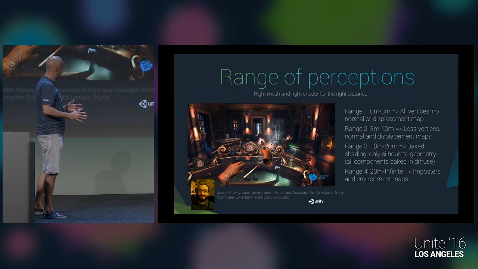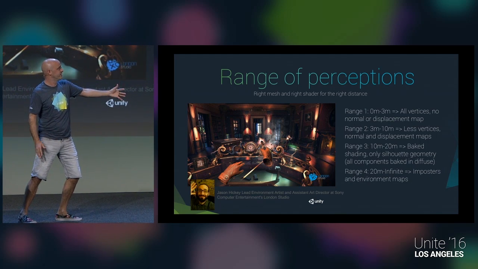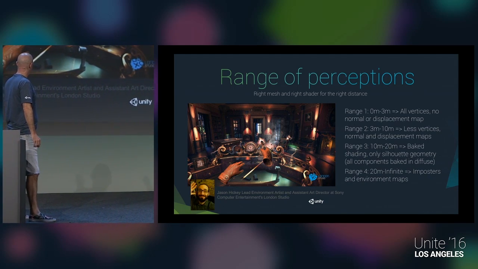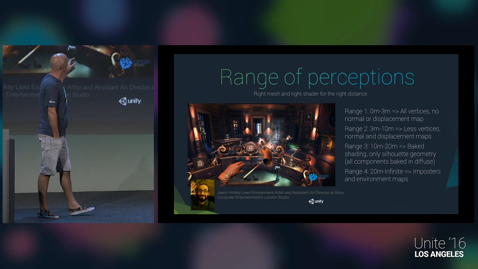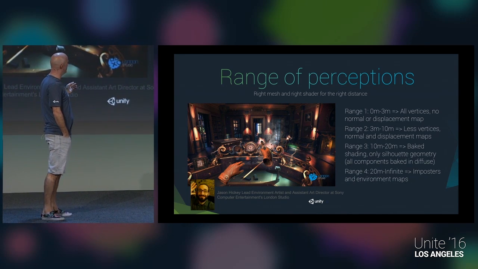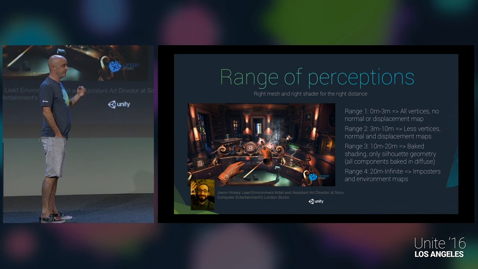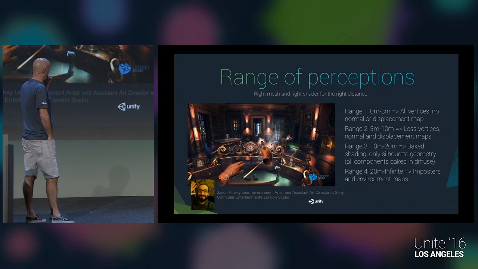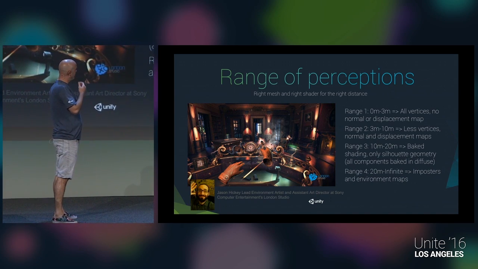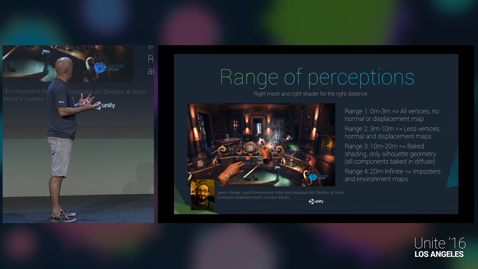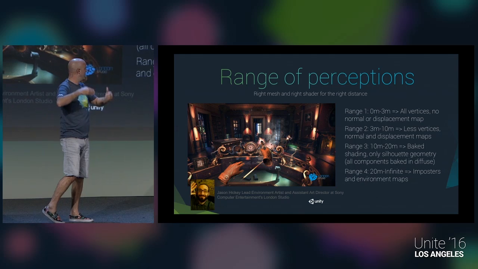Because in VR, you're talking about things that are very close to you and things that are very far in the distance. Jason Hickey from Sony came up with a really nice theory that there's a different range of perceptions in VR that you can use to establish how you treat your assets at different distances from the player or the camera. Range 1, 0 to 3 meters. So it's all about the vertices, the detail in the mesh, trying to avoid normal and displacement maps at this close stage to the eyes.